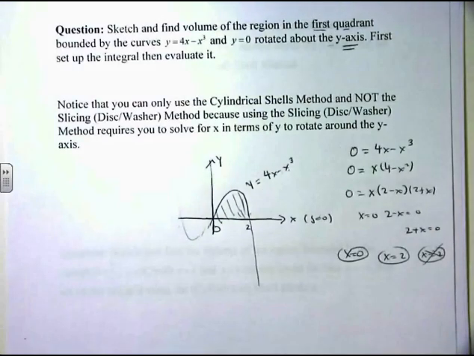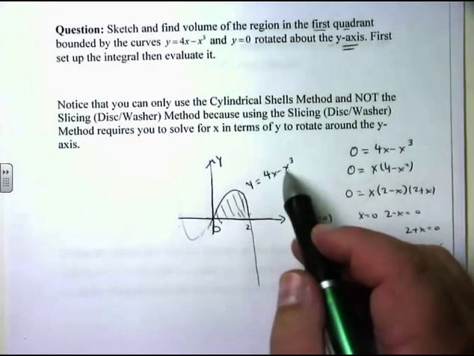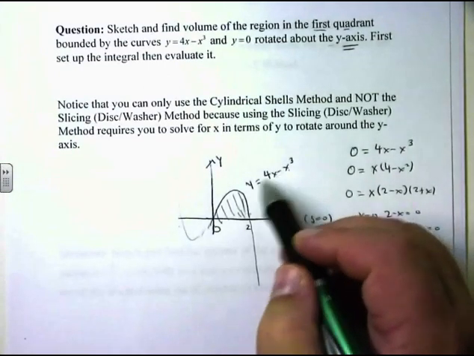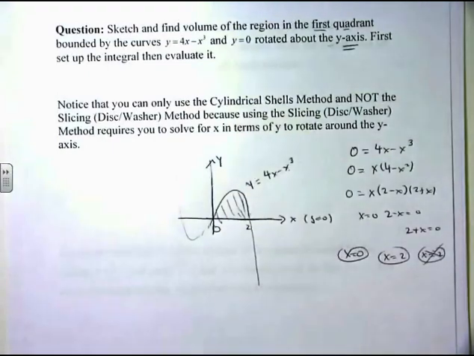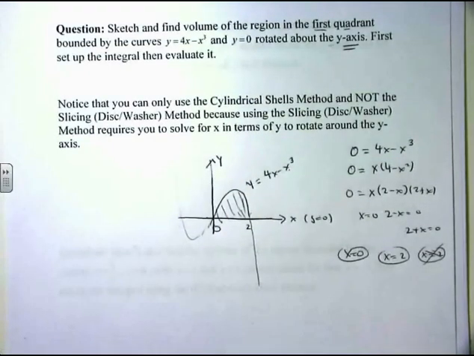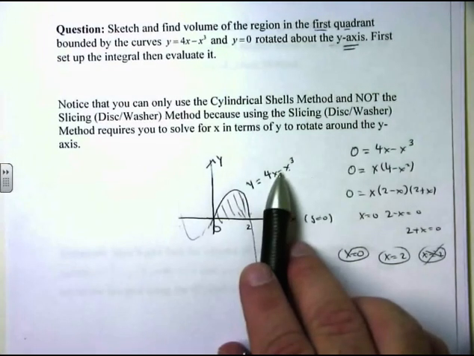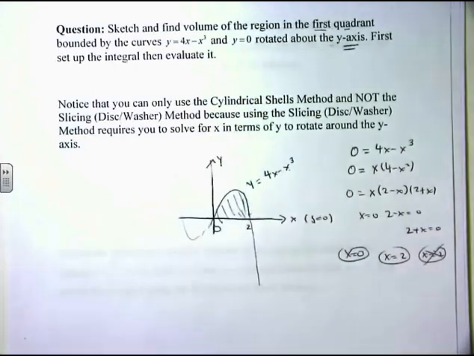How do I get x equals by himself? I don't, without it being implicit or something, and I don't want that. So I cannot solve for x on this equation because the equation's too nasty. I can only use the cylindrical shell method, which is a method that leaves the function and the variable of the function the way it is. This thing is in terms of x, and that's the way it's supposed to be, and we're going to rotate around the y-axis, okay, around the opposing axis.